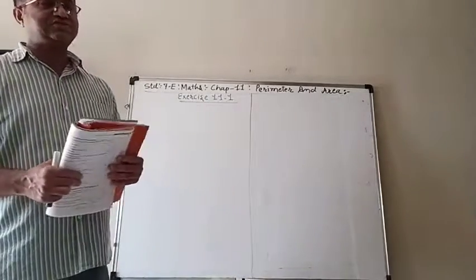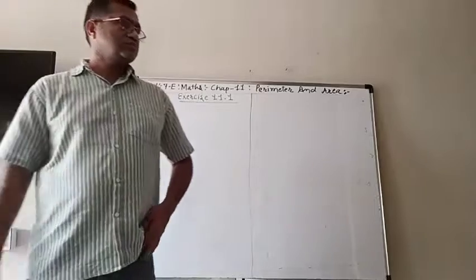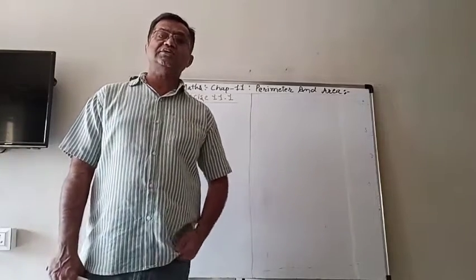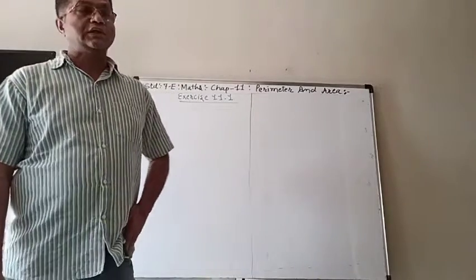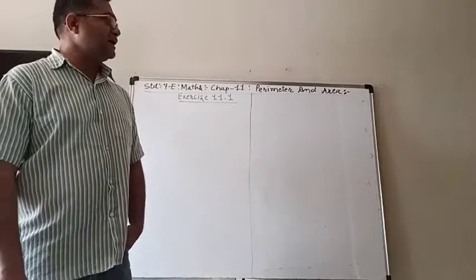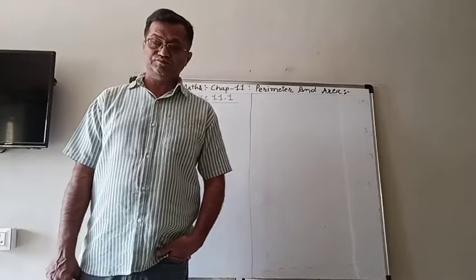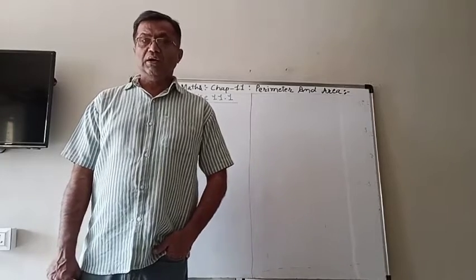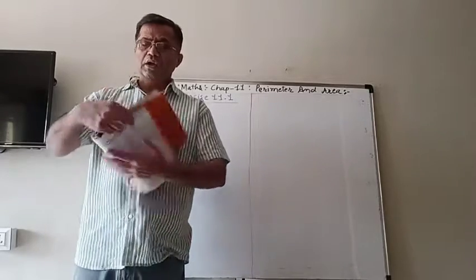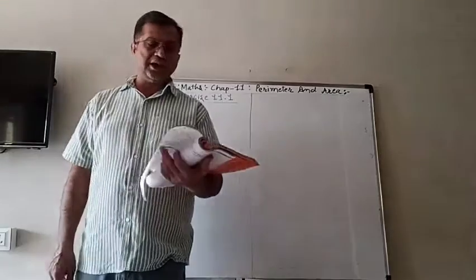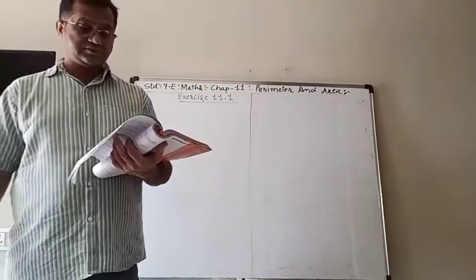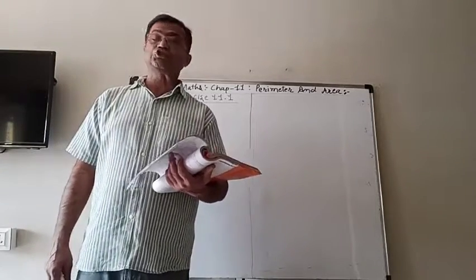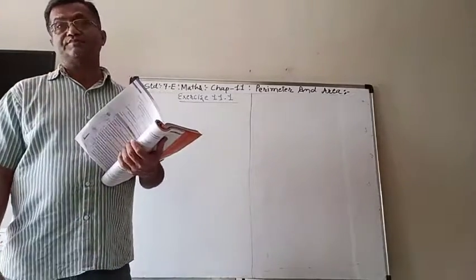In the last session, yesterday we started a new chapter, that is the perimeter and area, in which we wrote down some formulas for the squares and rectangles.